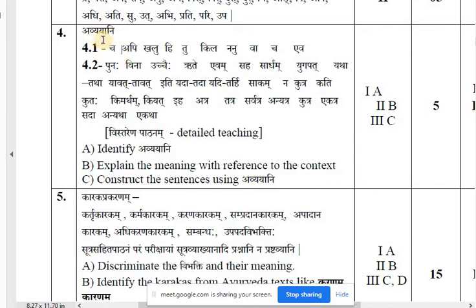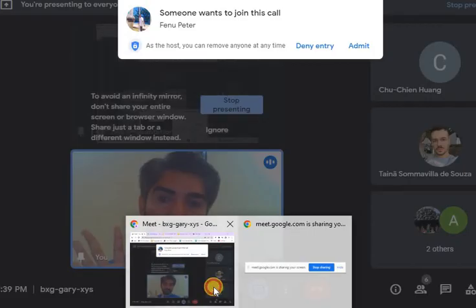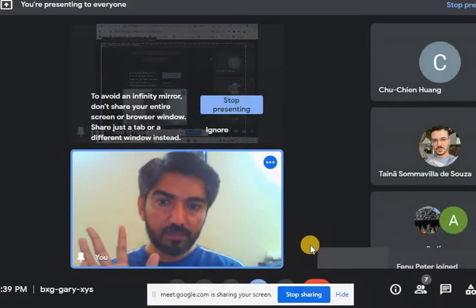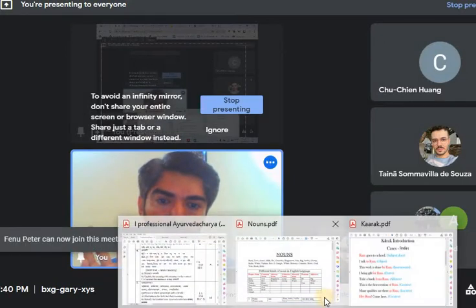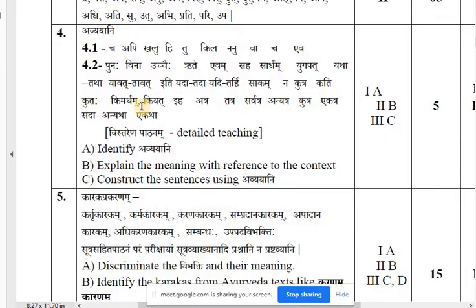Avyayani means what? Na vyayante iti avyayani. Those which are not changed are called avyaya, right? So cha, api, khalu, all these are avyayas which are not changed. They are used as they are in the sentence or in the sloka. So this topic I already explained.